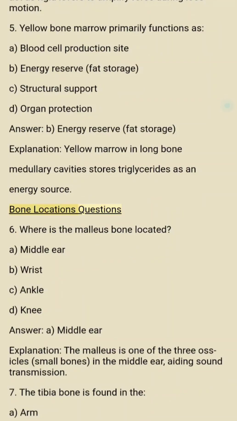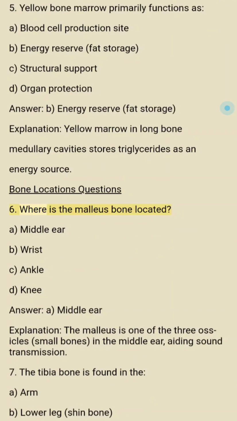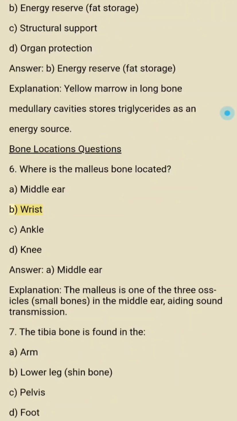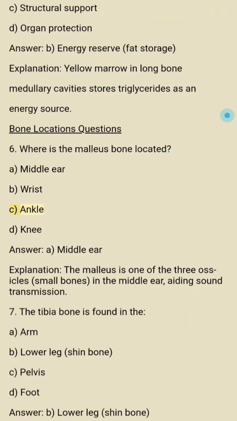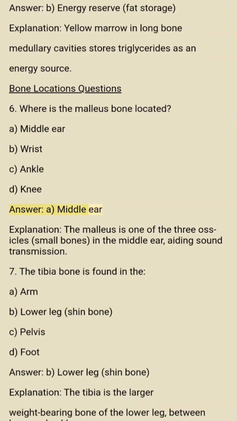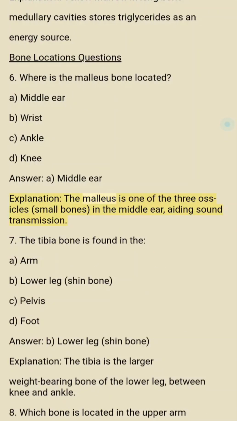Bone locations questions. 6. Where is the malleus bone located? A. Middle ear. B. Wrist. C. Ankle. D. Knee. Answer. A. Middle ear. Explanation. The malleus is one of the 3 ossicles, small bones, in the middle ear, aiding sound transmission.